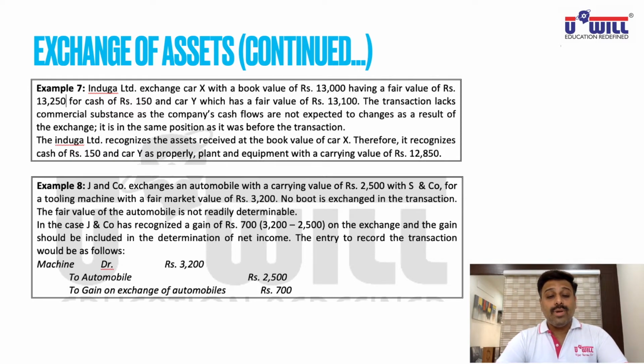Okay, so in this example 7 we understood that it lacked commercial substance as well as fair values were not readily ascertainable, and basically it lacked commercial substance, so we could not take it at fair value. In example 8, commercial substance is also there, fair values are also available, so we took the fair value of the new tooling machine, that is 3,200, and 700 of income we transferred to the profit and loss account. I hope you all understood this exchange of assets point over here.